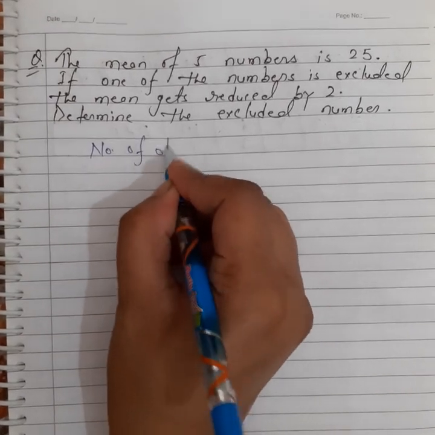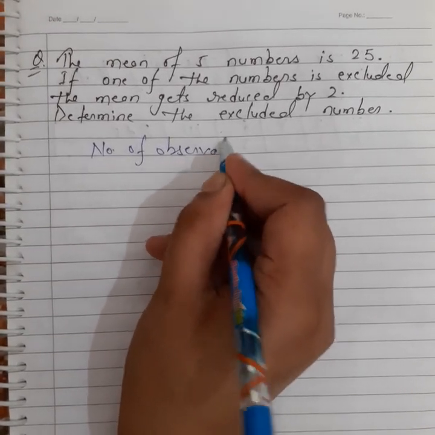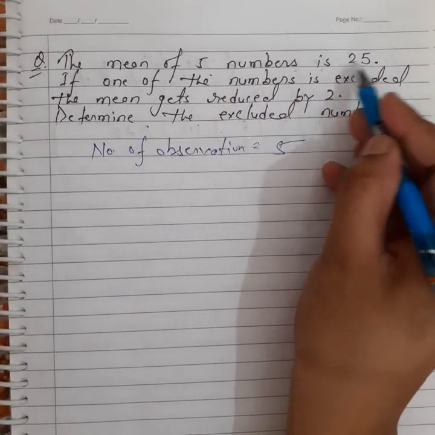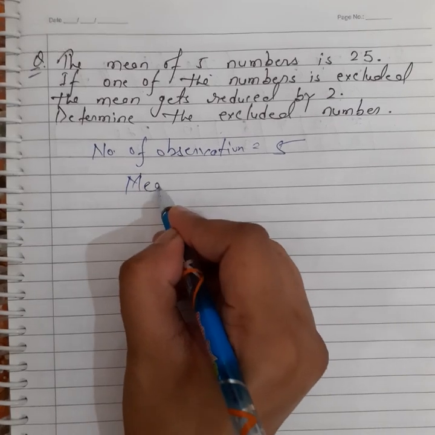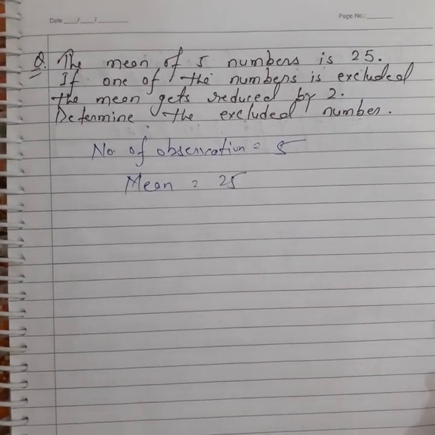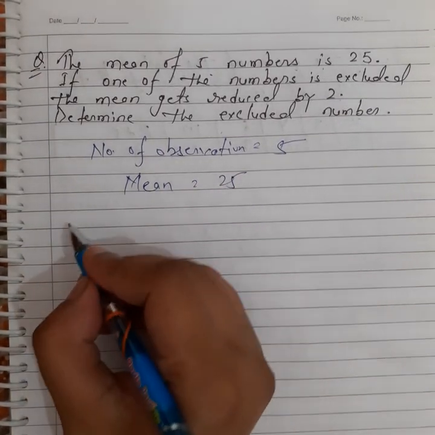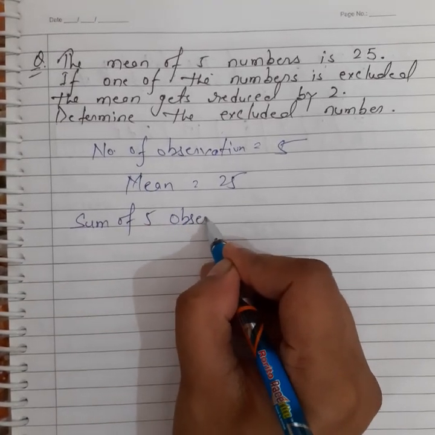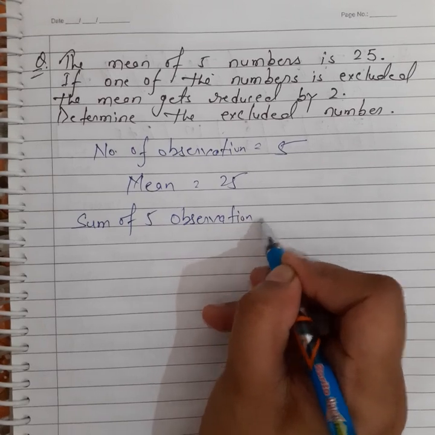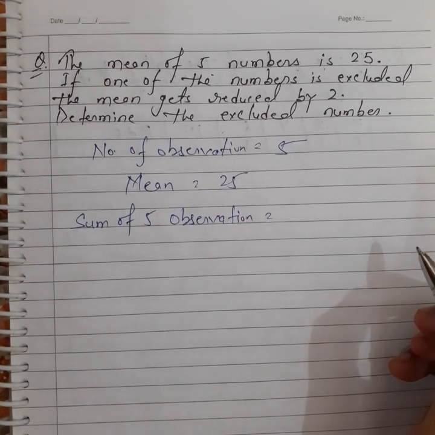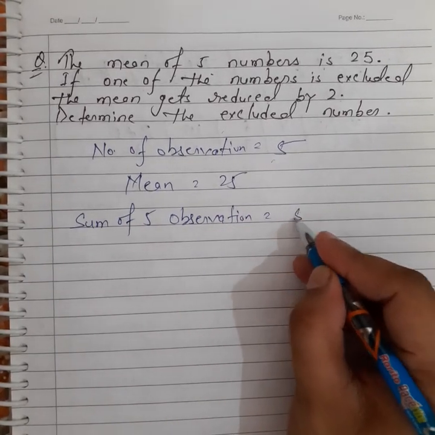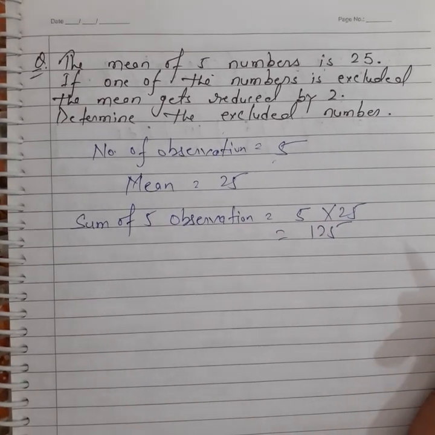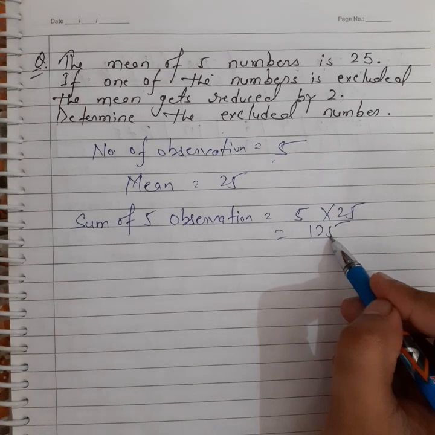Number of observations is 5, and mean is equal to 25. So what do we find first? First we find the sum of 5 observations. How do we find the sum of 5 observations? If we multiply the number of observations with the mean, we get the sum of observations, that is 125.